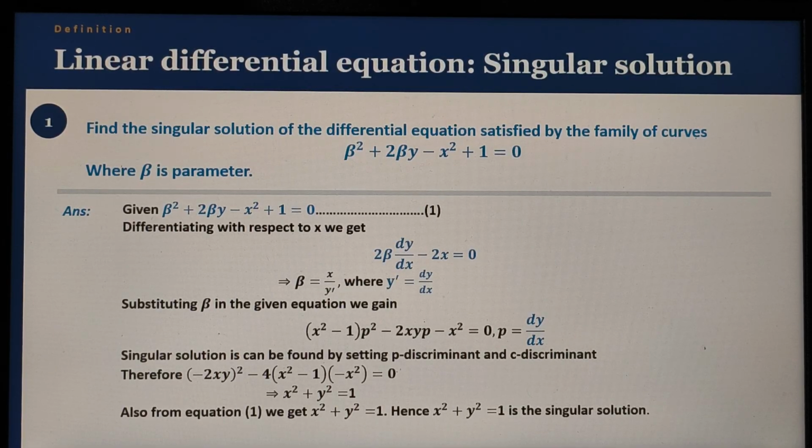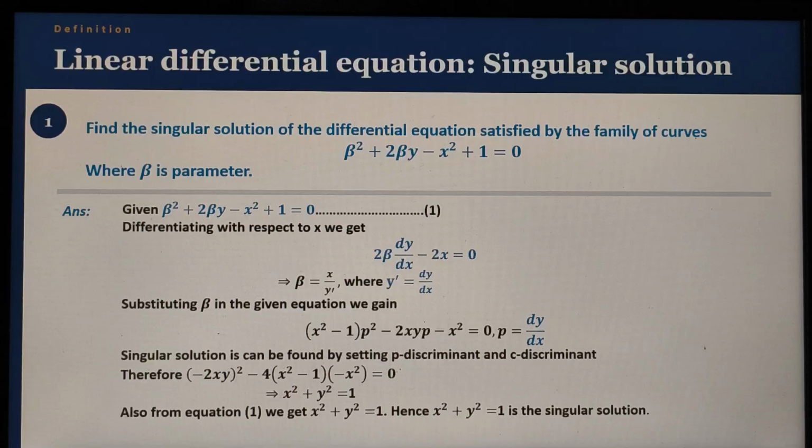So how can we get the singular solution of the differential equation? The singular solution can be found by setting the p-discriminant or c-discriminant condition. Here, c-discriminant means the parameter c, or β according to the question.